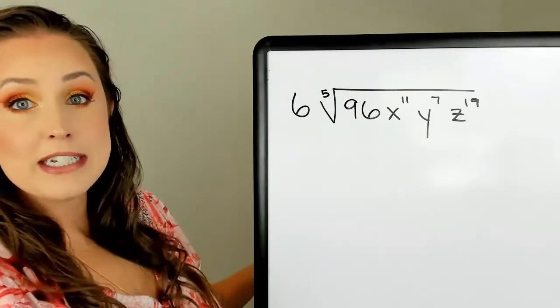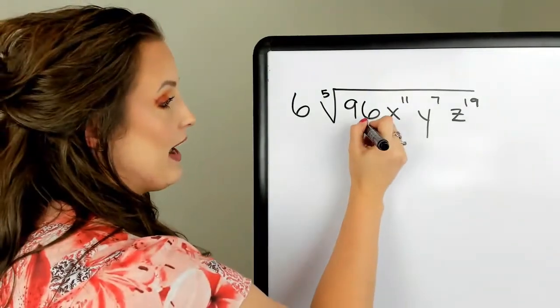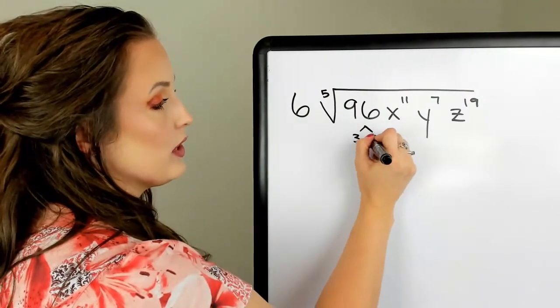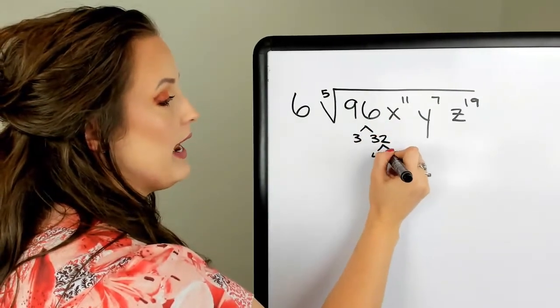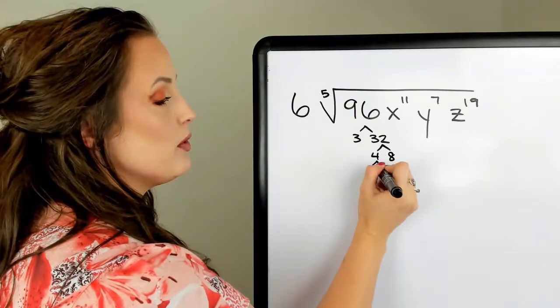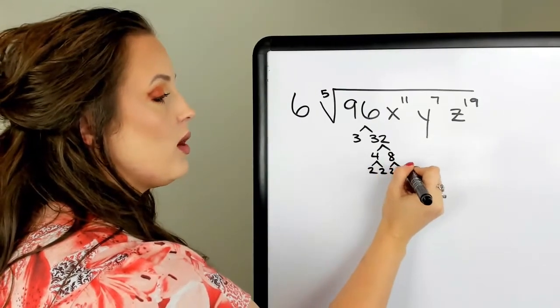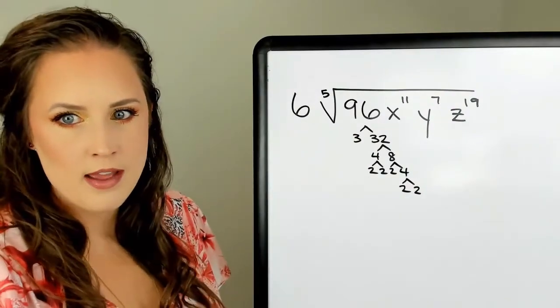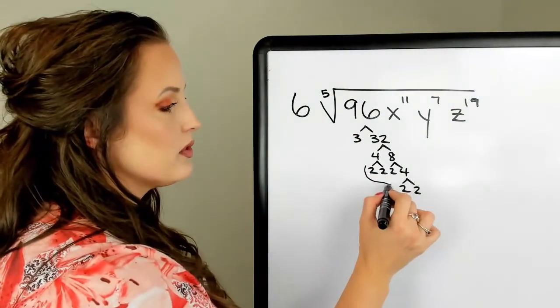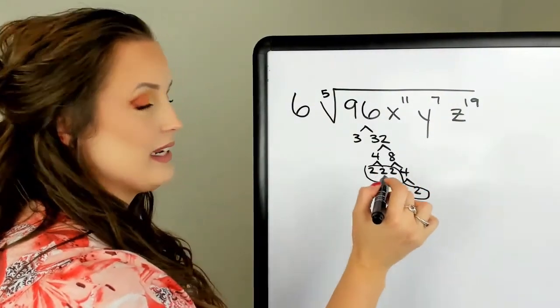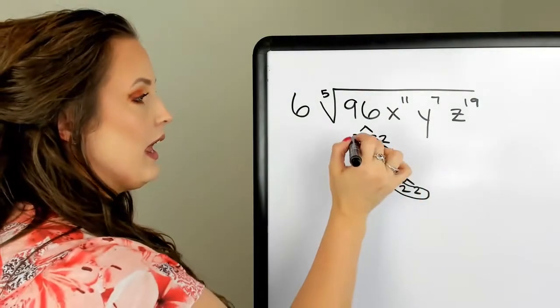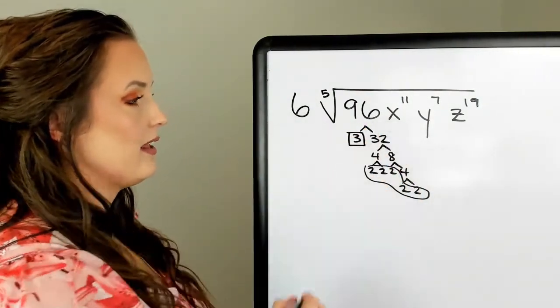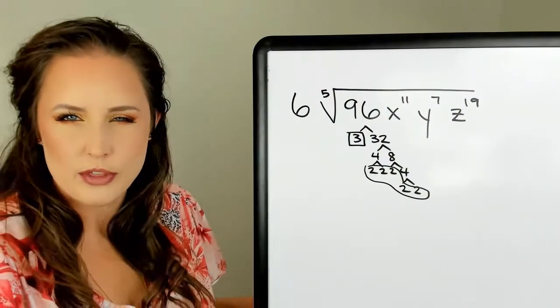All right, so let's break down 96 first thing with a factor tree. So we'd start off with 3 and 32, 4 and 8. It doesn't matter what numbers you use for your factor tree. You'll always have the same numbers left over at the end, so don't worry too much about that. All right, so we have 5 2s, so that means that they're going to leave. And then we have a 3 that can't leave because we don't know the 5th root of 3.